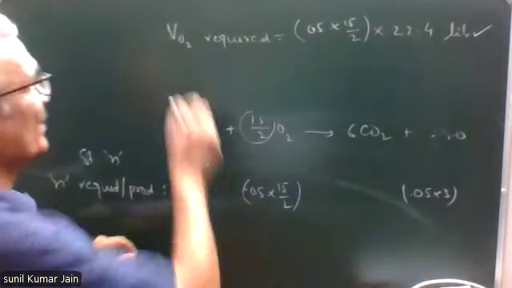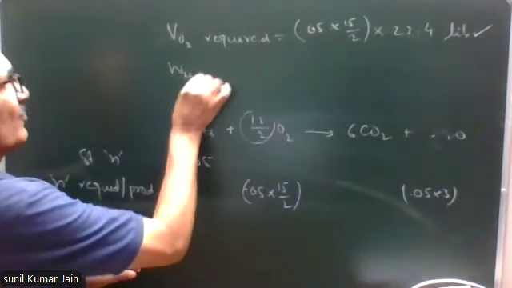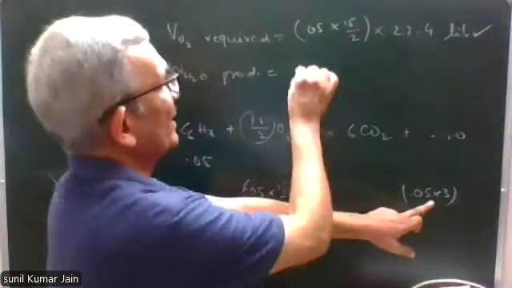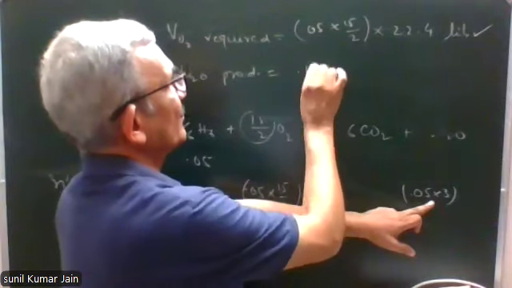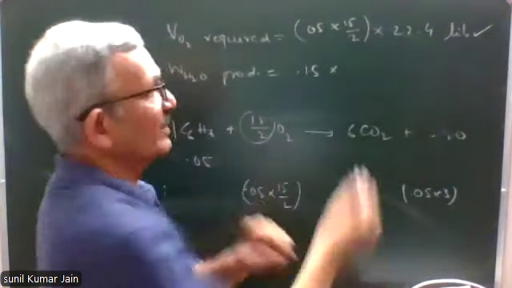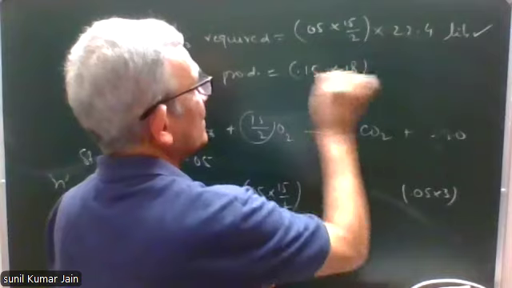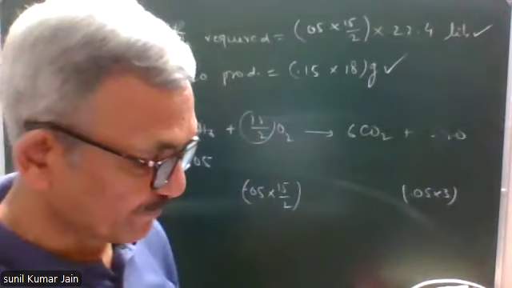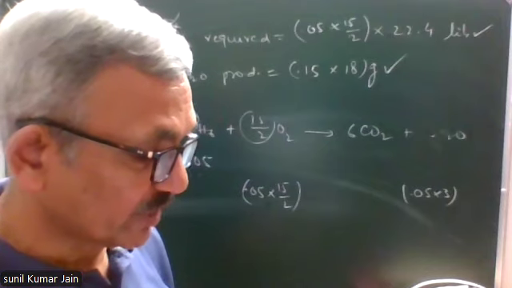This is one answer. Weight of water produced will be 0.15 mole into the molecular weight of water, 18. So that many grams of water will be produced. This is the second answer. Third numerical.